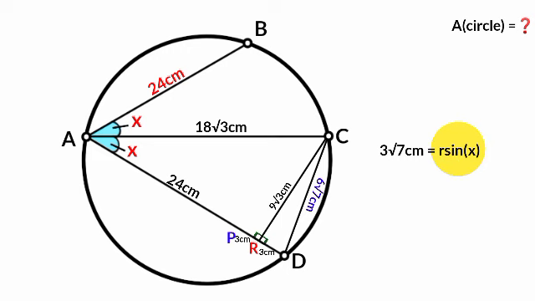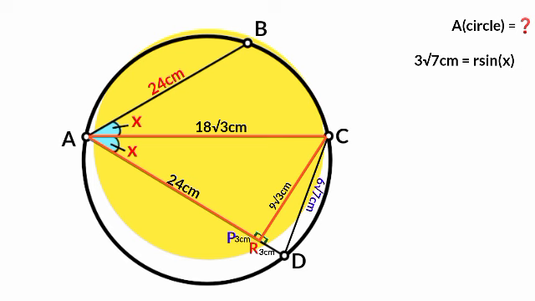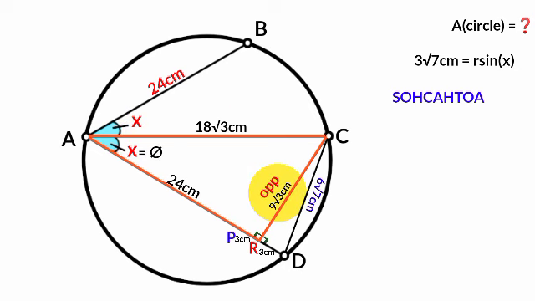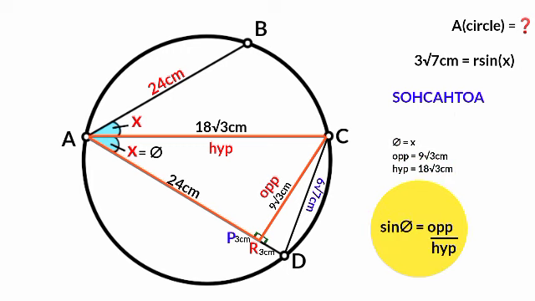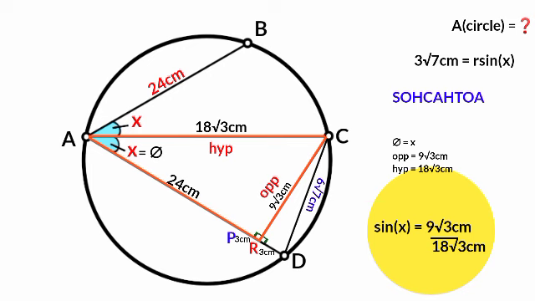But what is sine x? Look at this triangle ACR. Since it is a right angle triangle, we can use a circle tool. Taking this angle as theta, this is the opposite and this is the hypotenuse. So theta equal to x, opposite equal to 9 root 3 centimeters and hypotenuse equal to 18 root 3 centimeters. From here, sin theta equal to opposite over hypotenuse. Theta is x, opposite is 9 root 3 centimeters and hypotenuse is 18 root 3 centimeters.